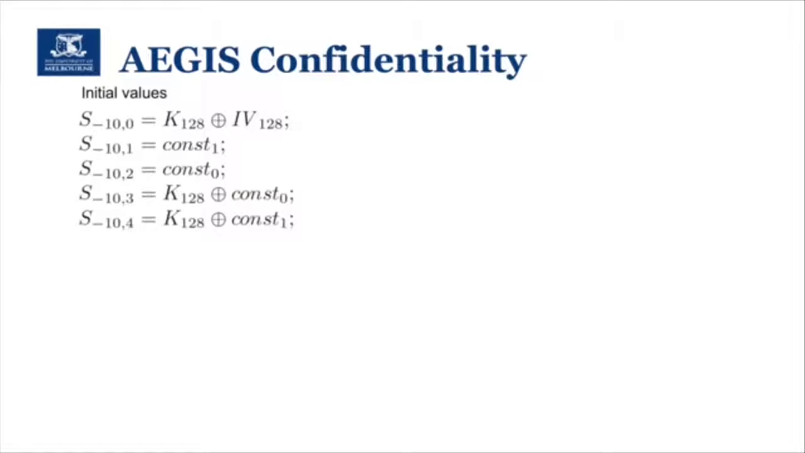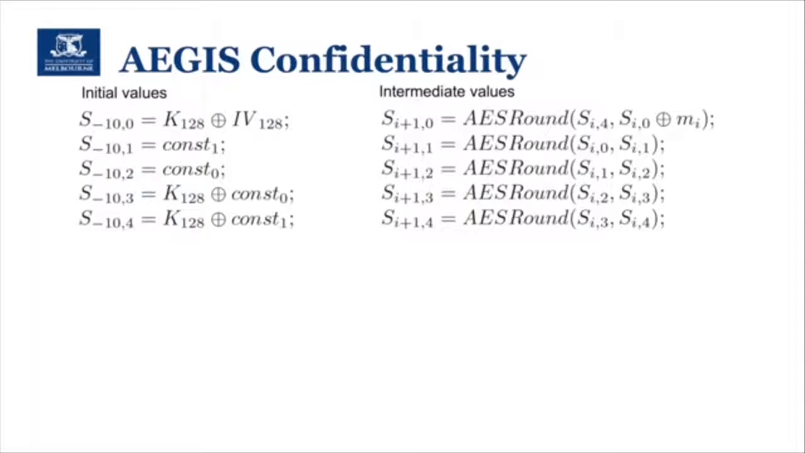Let's use AEGIS 128 to show how it works. Firstly, we should calculate the initial state using the keys and initial vectors. And we should calculate the intermediate values, which are used by the last state of the intermediate values, using the AES round encryption. Here is the work graph.